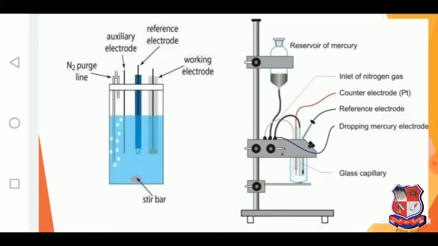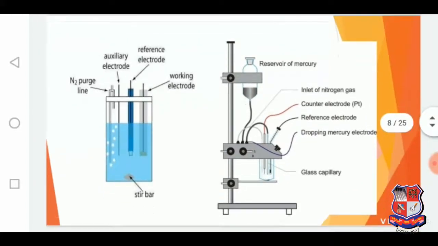Here is one more illustration. On the downside of the beaker, there is a stir bar, which is employed for the movement of the solution inside the beaker. Because of that movement, the solution becomes uniform, which is very necessary for the measurement purpose.